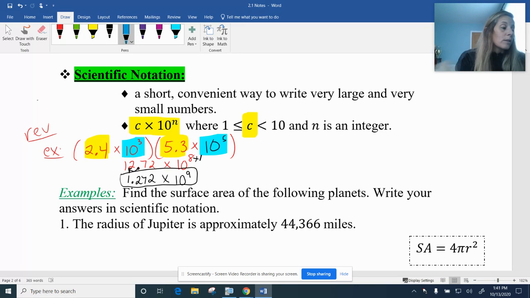Okay, so let's take a look at the division. Or actually, here's another example I'm going to do too. So if you have 7.9 times 10 to the 4th, and then let's say that's squared.